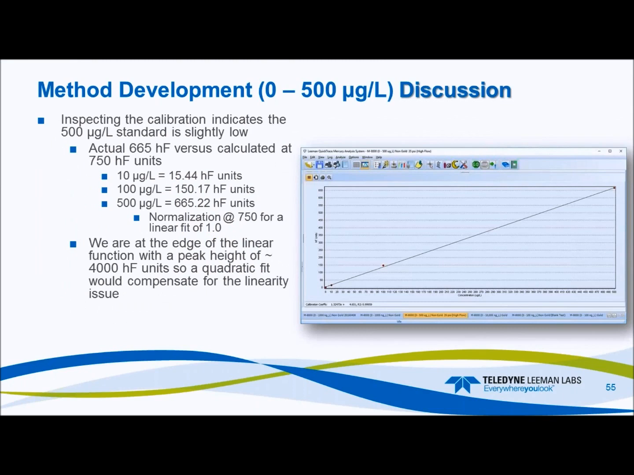So now when we look at the calibration and zoom in, I can see that the 500 looks a little bit low. If I calculate it, I normalize it to the other two, the 10 and the 100, which are linear, at 15 and 115, normalize it up to 750 to get a 1.0. So that's one of the drawbacks of getting into that nonlinear range. If I wanted to correct for that, I could do a quadratic fit, which would help compensate for that. But again, even running linear up to a 500 ppb with this system, 3 nines is more than acceptable for the system.